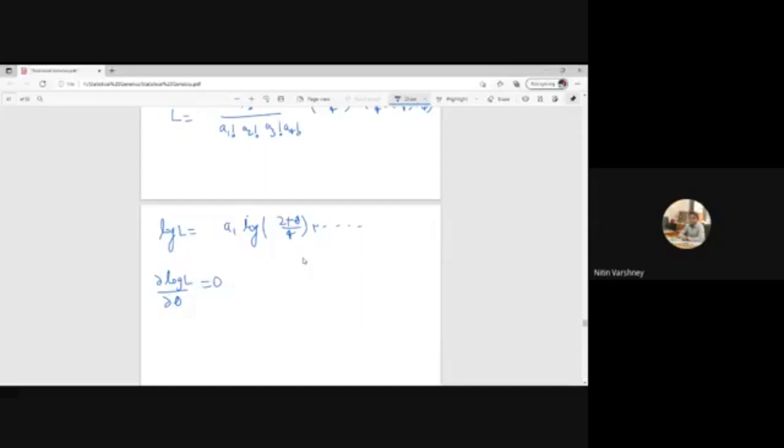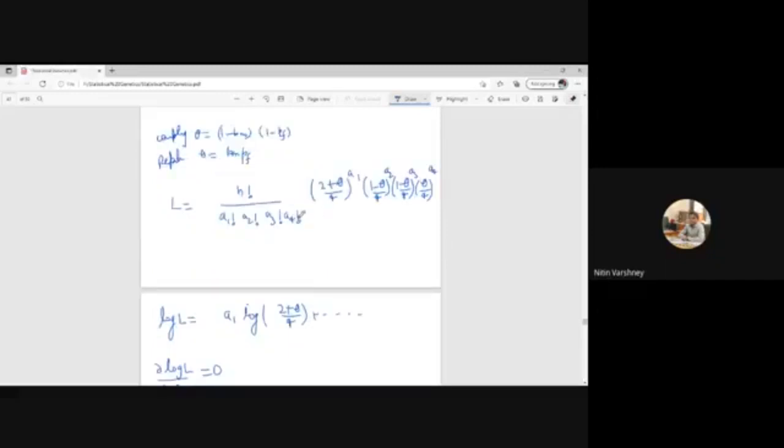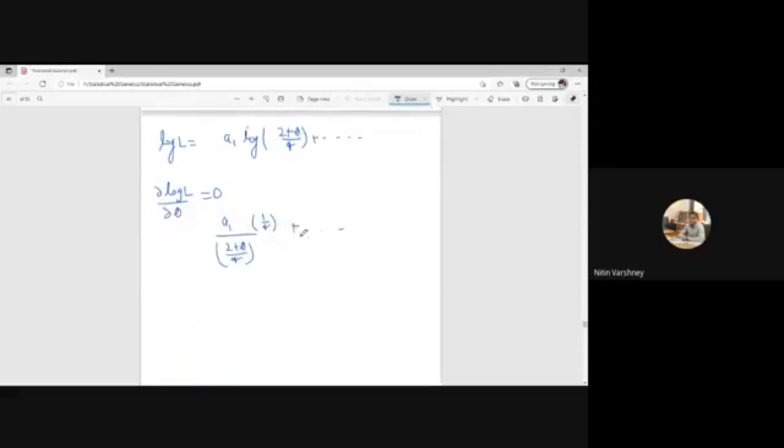Again, the derivative of this will be a1 upon 2 plus theta by 4, and here it will come 1 by 4. Similarly for all the terms. I am not going to prove this. You will do it, right? You just try, the similar method will be used just like in back cross. So final results I'll tell you.